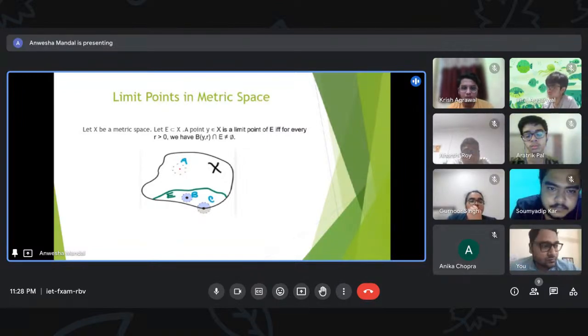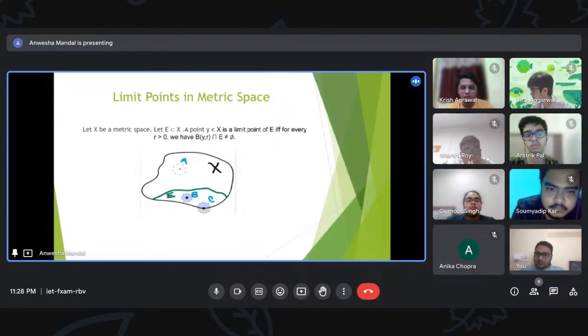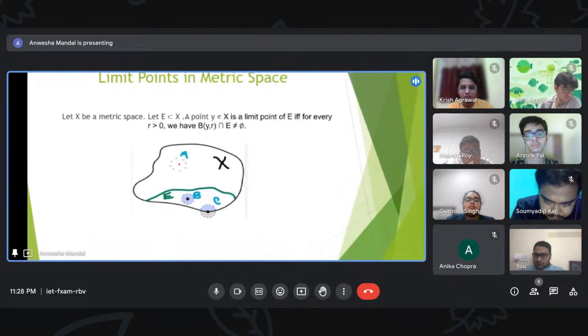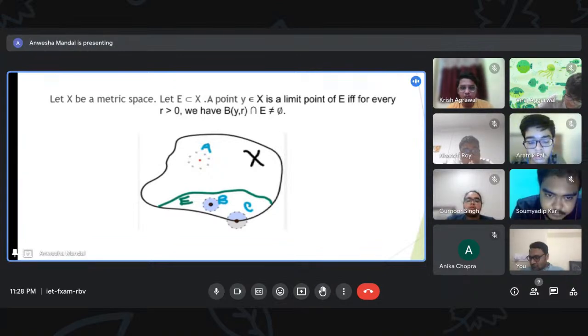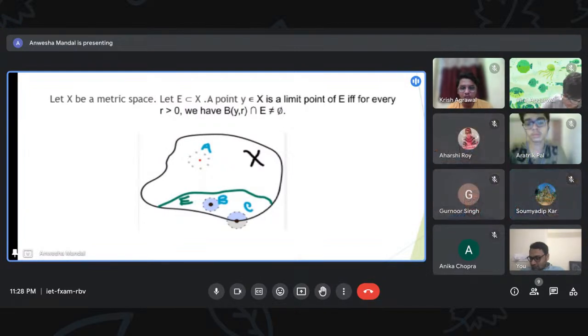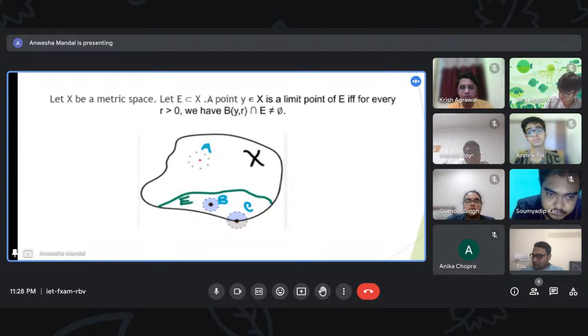Then a point y belongs to X is a limit point of E if and only if for every r greater than 0 we have that the open ball of y with radius r intersection E is not empty. I've tried to show it using a diagram. Here I have taken 3 points A, B, and C from X. In the first case, if we take A, then the ball around A has no common point with E, so A will not be a limit point of E. But B is itself contained in E and C also has some common part with E, so they will be limit points.